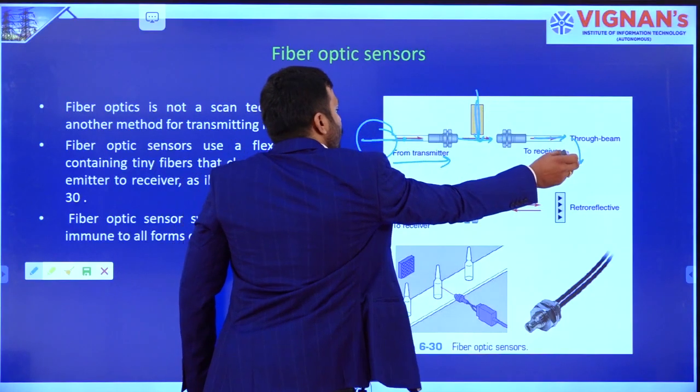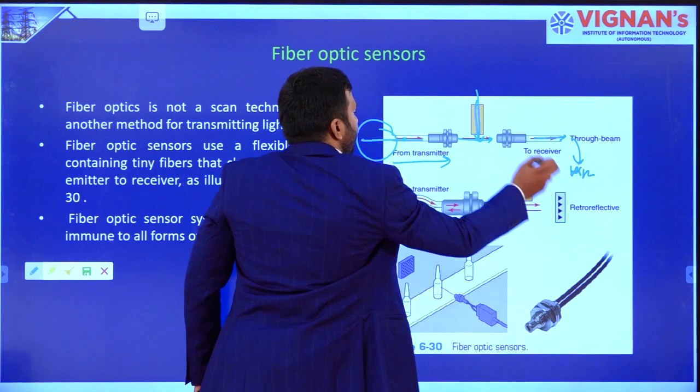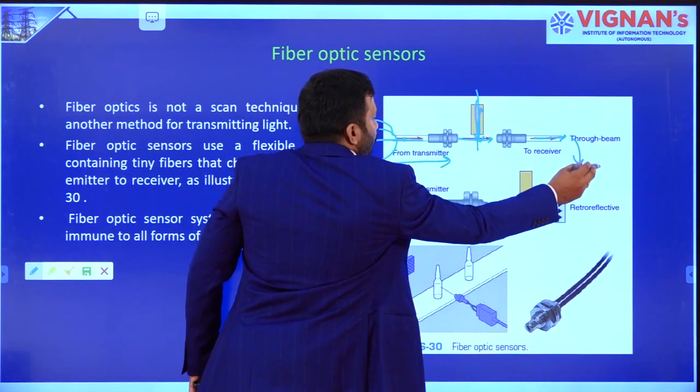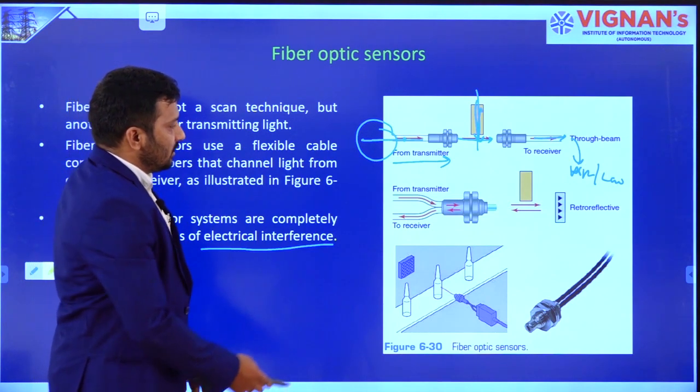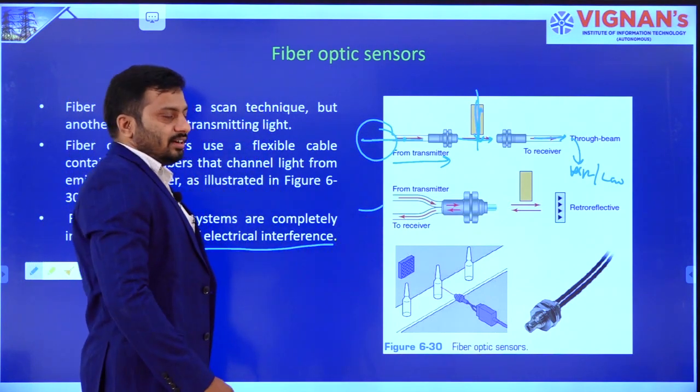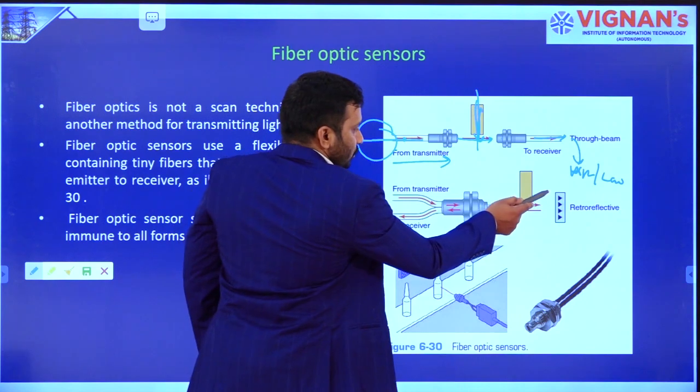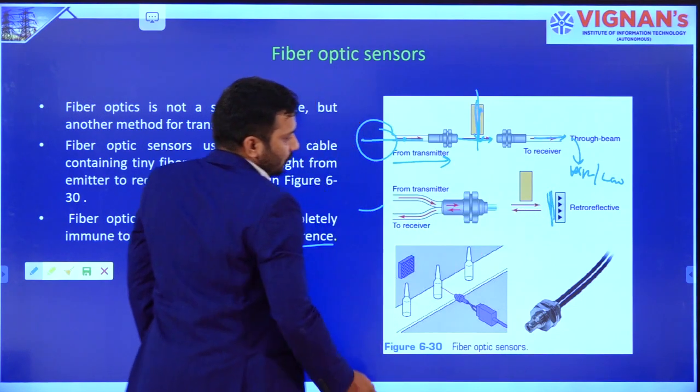If there is an object, maximum output is going to be obtained, high output. If there is an object, low output is going to be obtained, right. So, this arrangement is the retroreflector type. That means what? Here reflectors are going to be used.